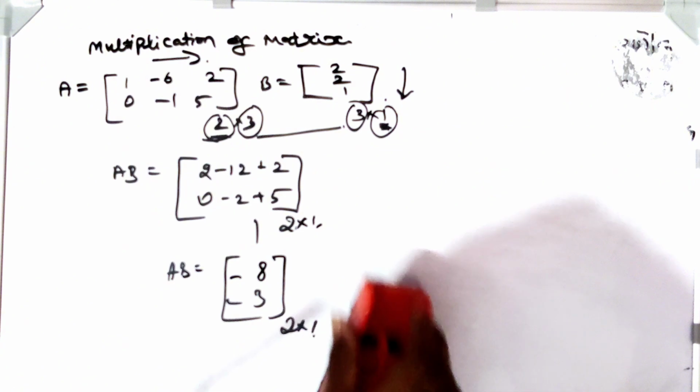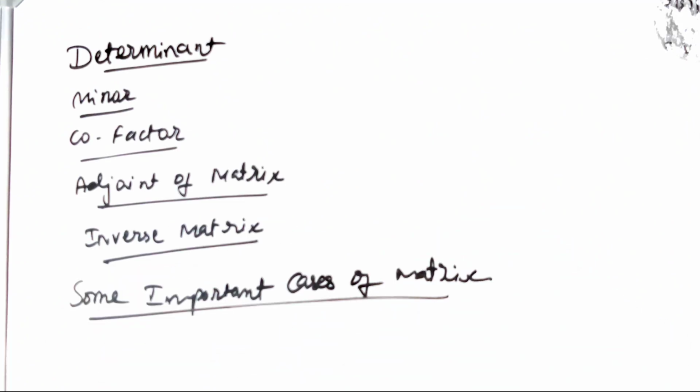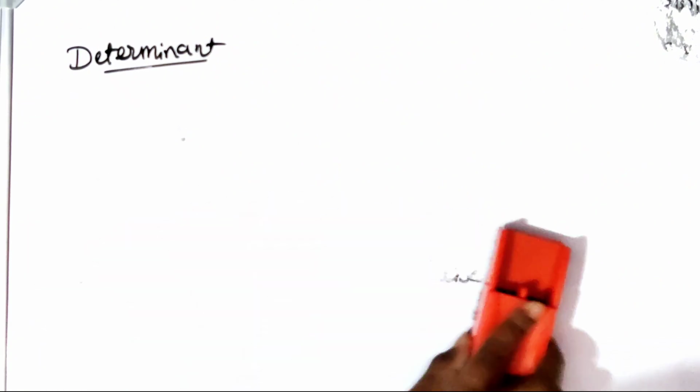So this is about multiplication of the matrix. In this video we are going to discuss determinant, minor, cofactor, adjoint of a matrix, inverse matrix, and some important cases of matrix. So let us discuss determinant first.